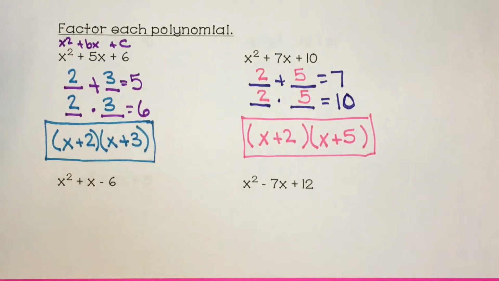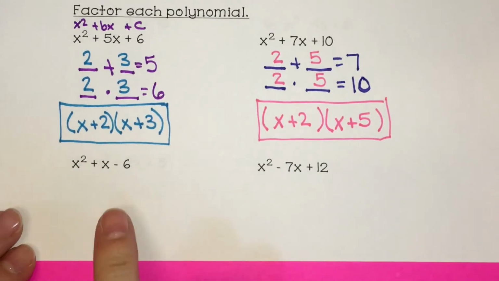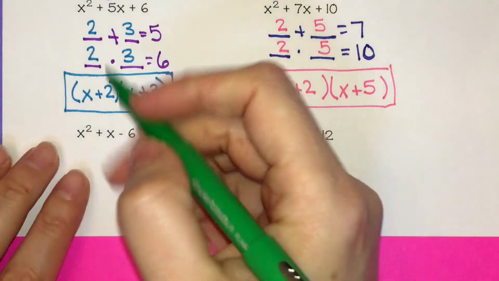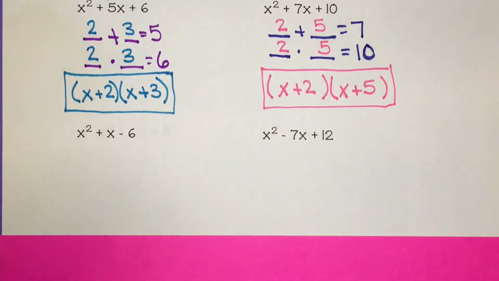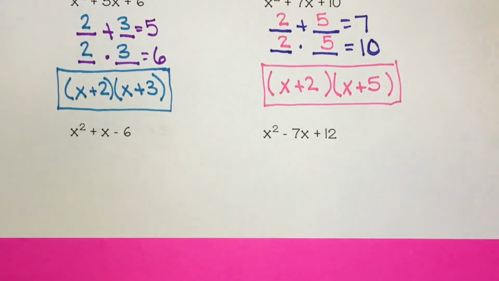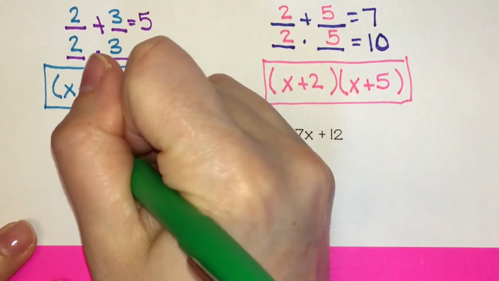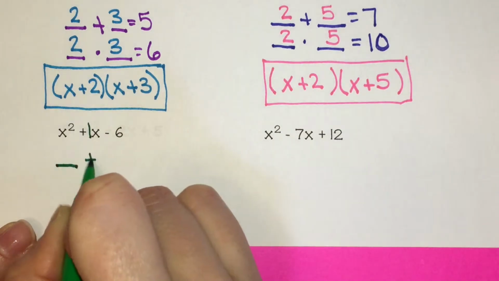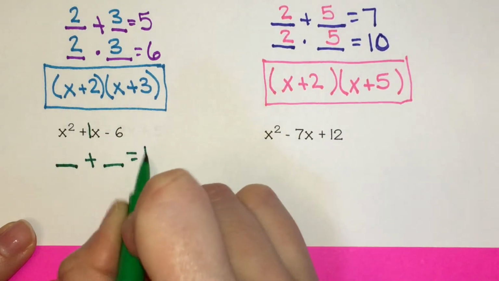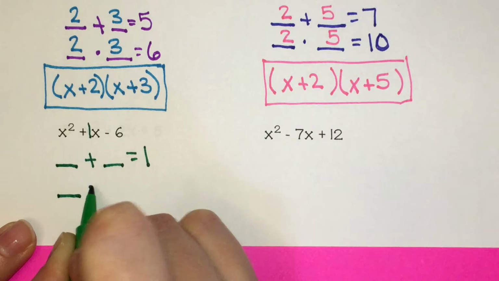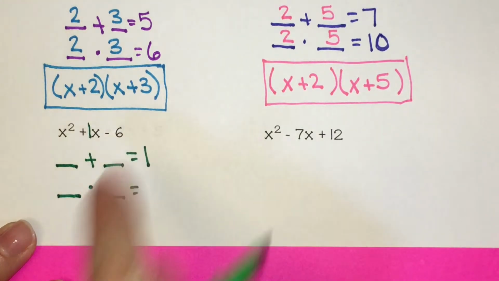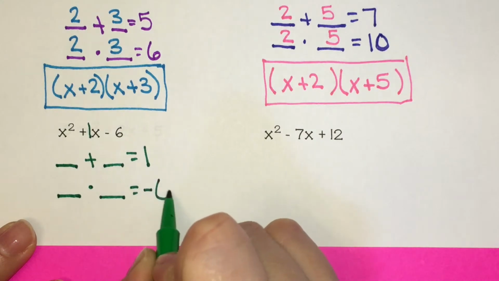All right, so here's another one. Okay, so this one's a little different. We don't have anything multiplied by x, but we do have one x there. So I'm just going to put a 1 in front of my x. So I know that my b value is 1. So I have to figure out what plus what is equal to 1. And those same two numbers multiplied together equals, in this case, -6.